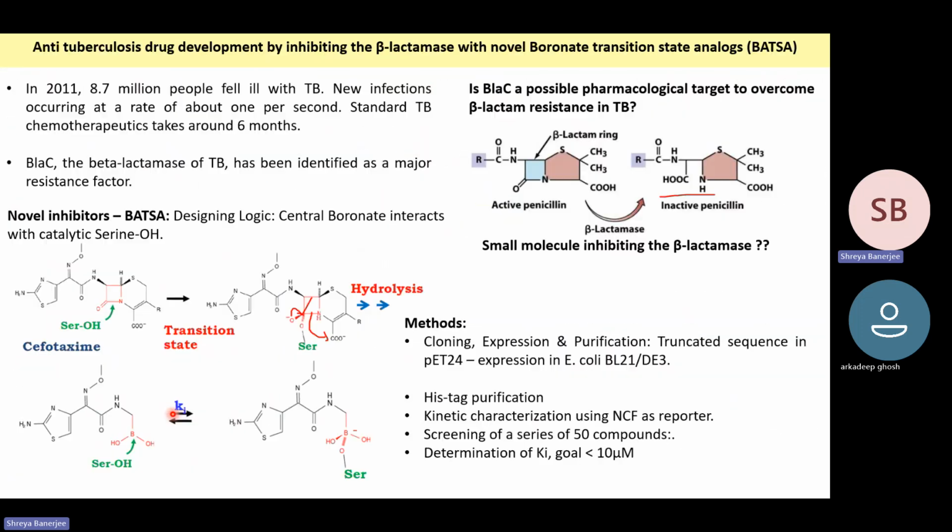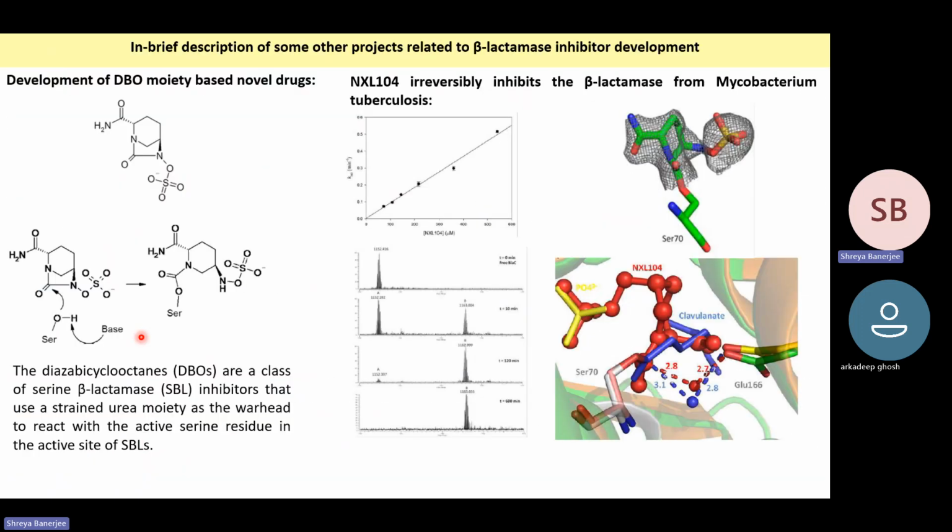So you can see here what the boronate was doing. It was taking away the serine. So it was blocking the serine from opening the beta-lactam ring. So that is how the Batsa drug was functioning. Now, in place of the boronate residue, you can have this kind of a residue, which is called diaza-bicyclooctane. The concept is the same.